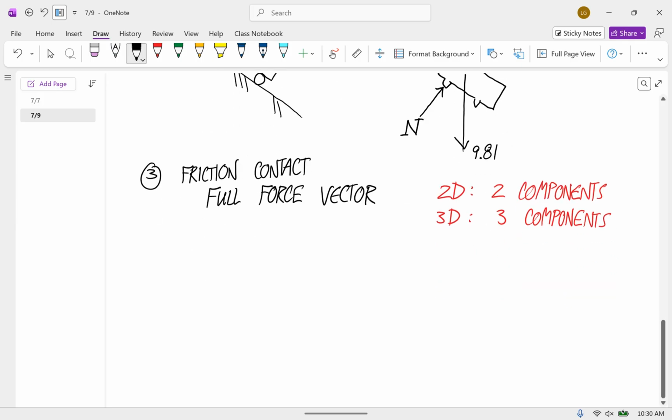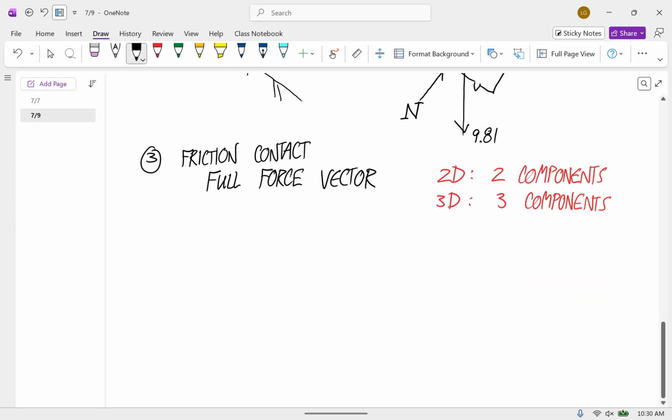Okay. So as an example, let's say that we have a ramp. And we have something that's in contact with it with friction. I'll say this is 2 kilograms.